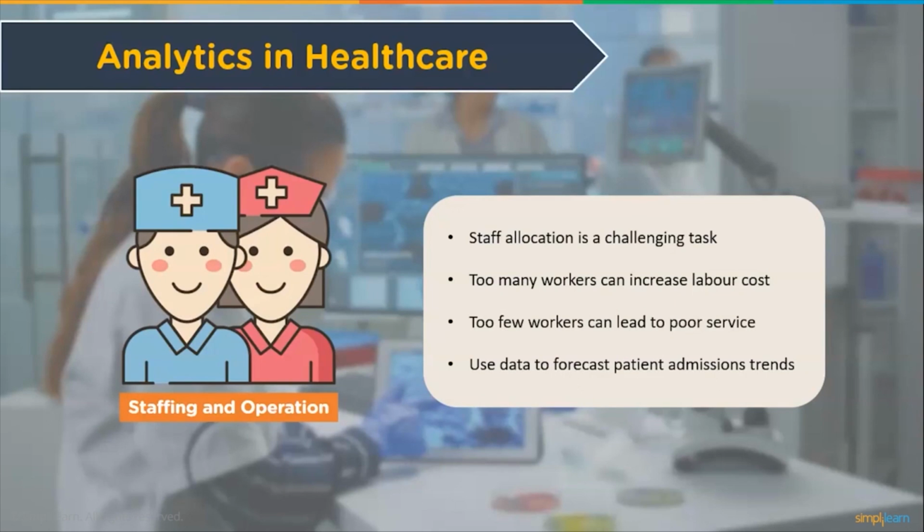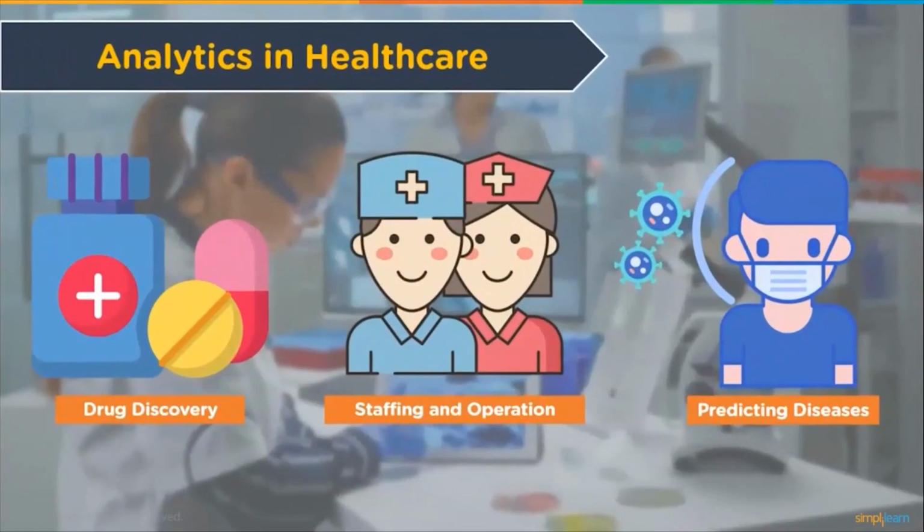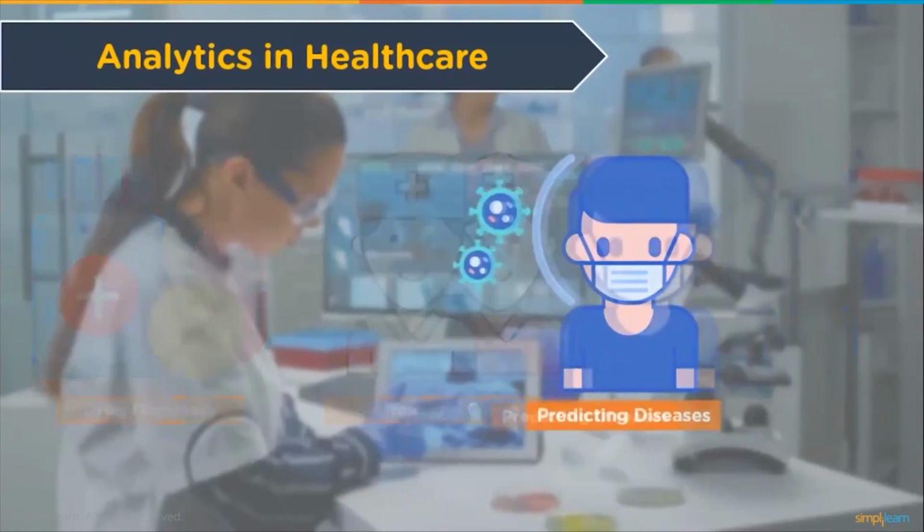If you put too many workers, the risk of having unnecessary labor costs go up. Too few workers, you can have poor customer service outcomes, which can be fatal for patients. So business analysts can use data to forecast patient admission trends at specific times of the day and provide insights to the staff managers to assign the right number of staff during peak and slow periods. Next, we'll talk about predicting diseases.